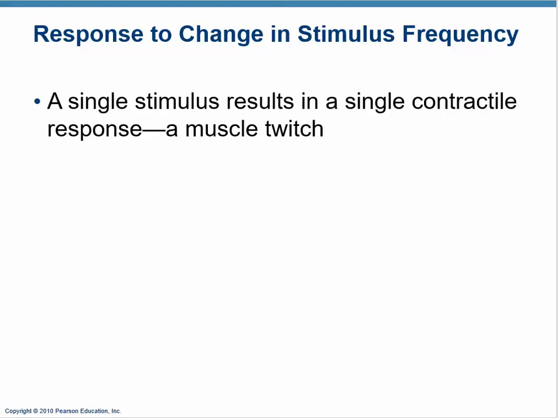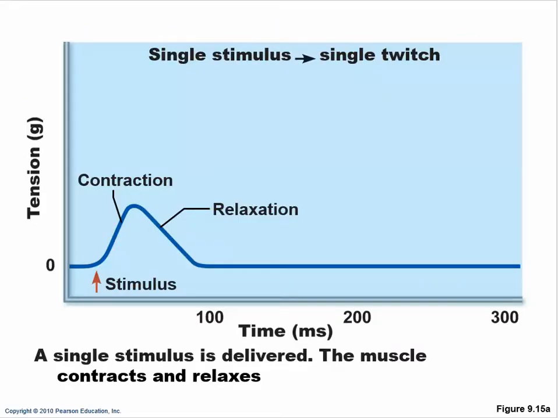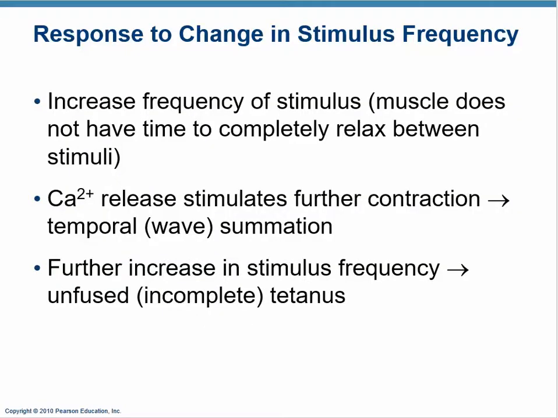So one stimulus is one response, the twitch. And it happens like this. If we increase the frequency, and the stimulus happens during the period of relaxation, so before the twitch is finished, then you get wave summation. The calcium is now re-released before it's all taken away, and you get further contraction.